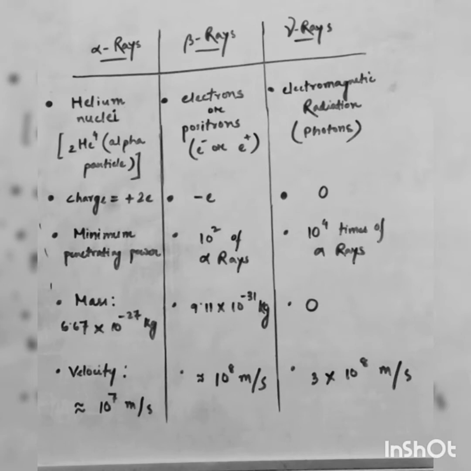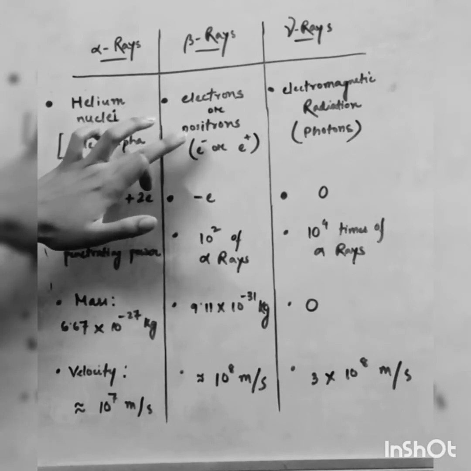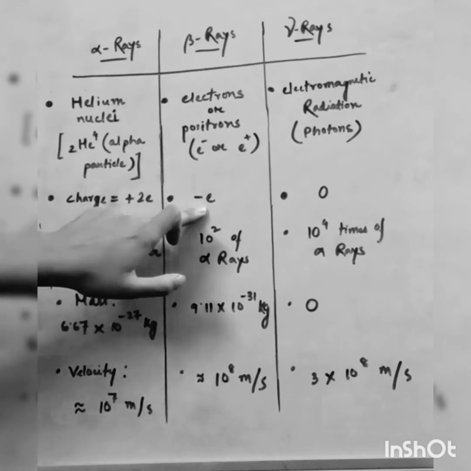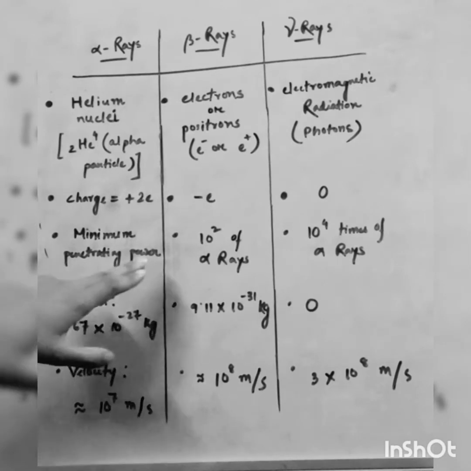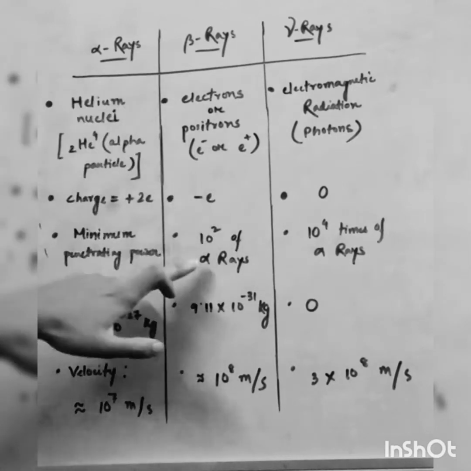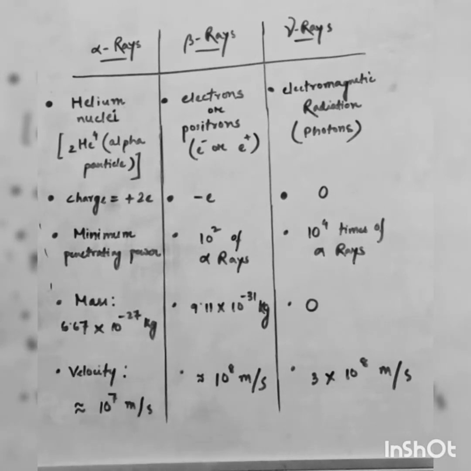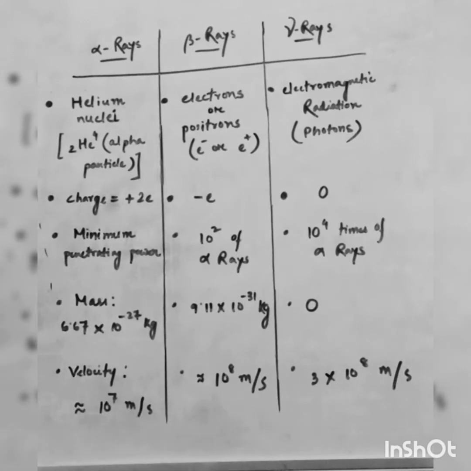Okay, so next is the beta radiations. So the beta particles are the fast moving electrons of nuclear origin, and they have the charge. You can see they are electrons or positrons. Electrons are negatively charged, so e minus, and positrons are positively charged, so e plus, and the charge is always magnitude e. So the charge is minus 1.6 into 10 to the power minus 19 coulomb, and the penetrating power of beta radiations is 100 times more than the alpha radiations. The mass is estimated to be around 9.11 into 10 to the power minus 31 kg, and the velocity of beta particles is around 10 to the power 8 meter per second.